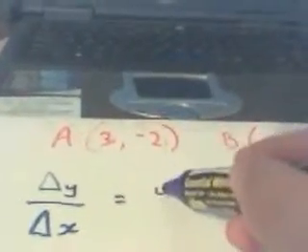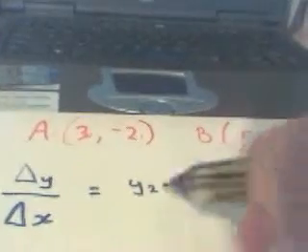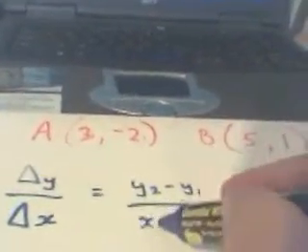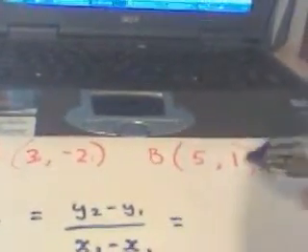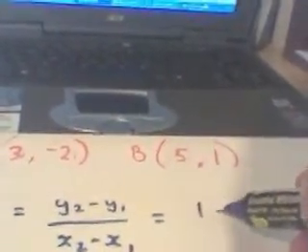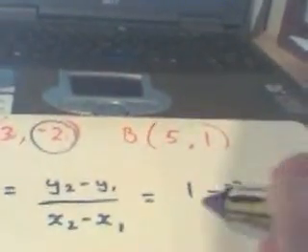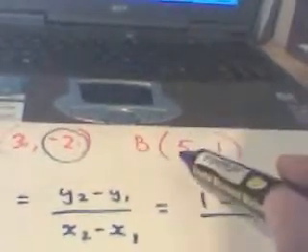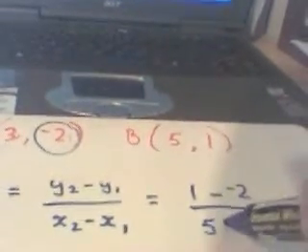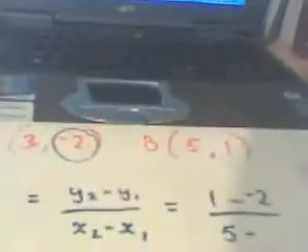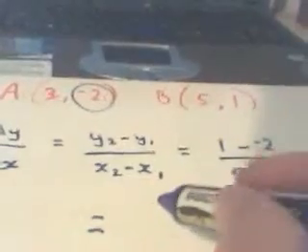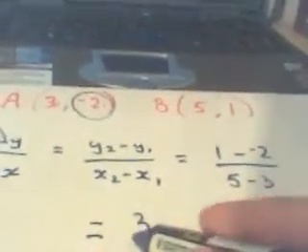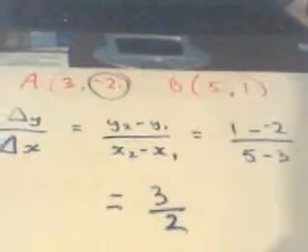So that would be y2 minus y1 over x2 minus x1. So y2 was 1, take away y1, which is this one here, so that's negative 2, over x2 is 5, x1 is 3, so we now have a gradient of 1 take negative 2 is 3, 5 take 3 is 2. It's a gradient of 3 over 2.